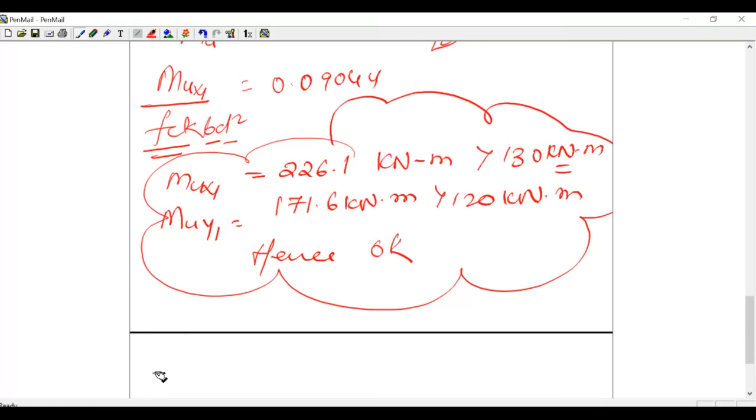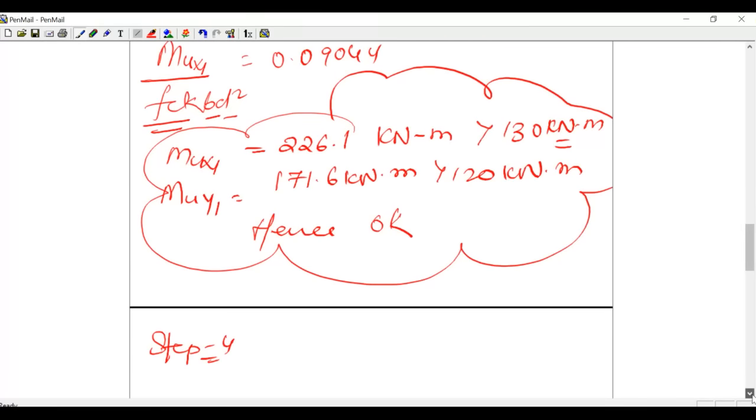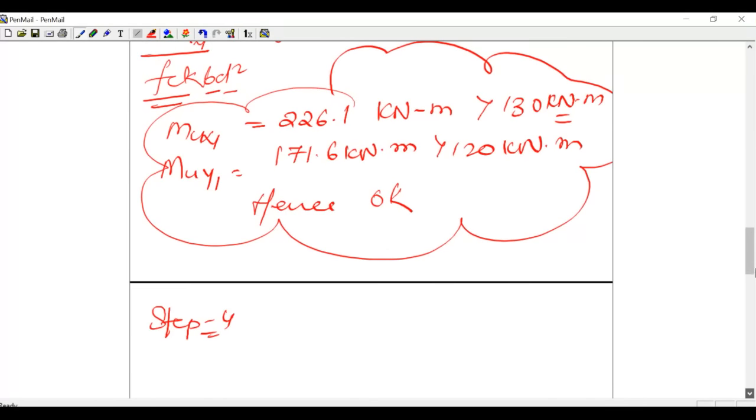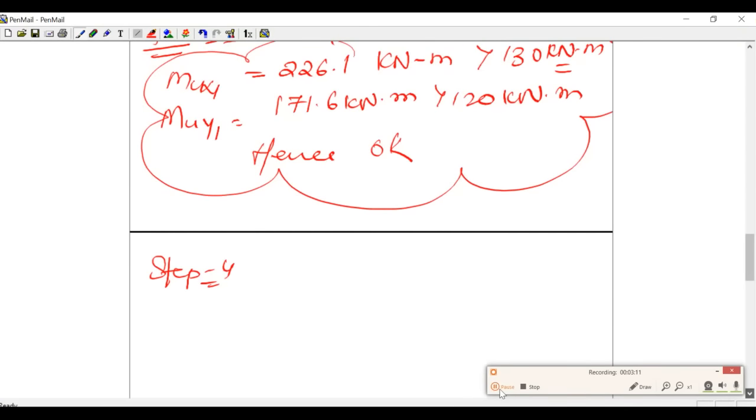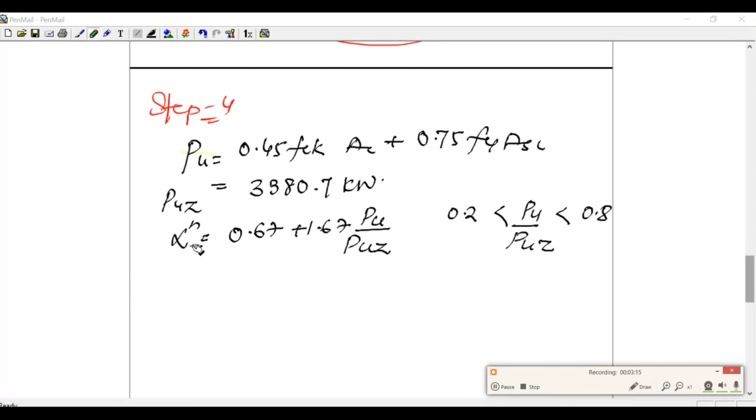Now we need to determine Pu upon Puz and alpha n in step number 4. In step 4, we need to check for biaxial bending. So in this step we'll be checking whether our design is sufficient against biaxial bending. So for checking the adequacy of the section, we need to first find this alpha n. The alpha n depends upon your Pu upon Puz.